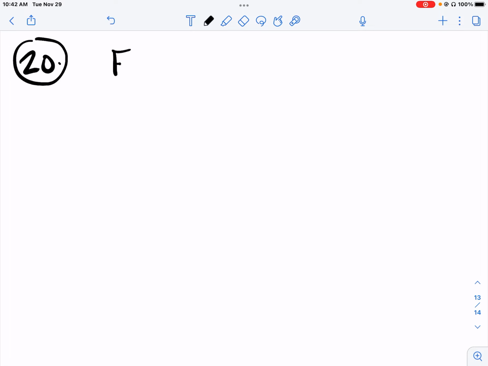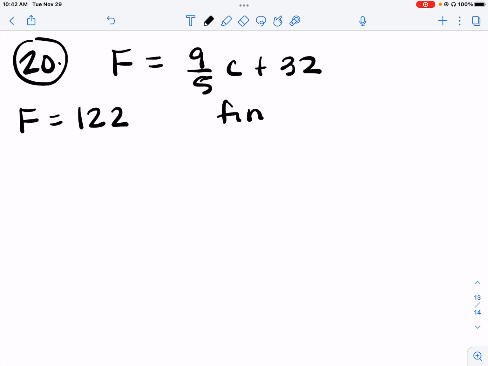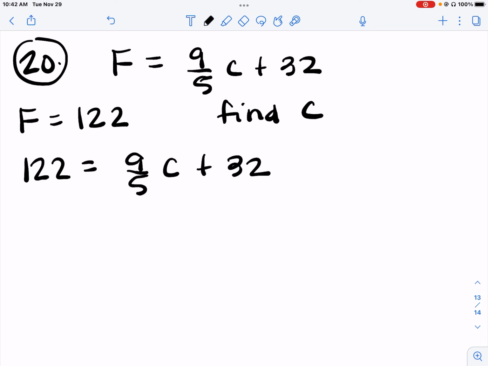Okay, F equals 9/5 C plus 32. They want us to find C when F is 122. So 122 goes in for F. Okay, now we need to solve. Subtract 32 on both sides.